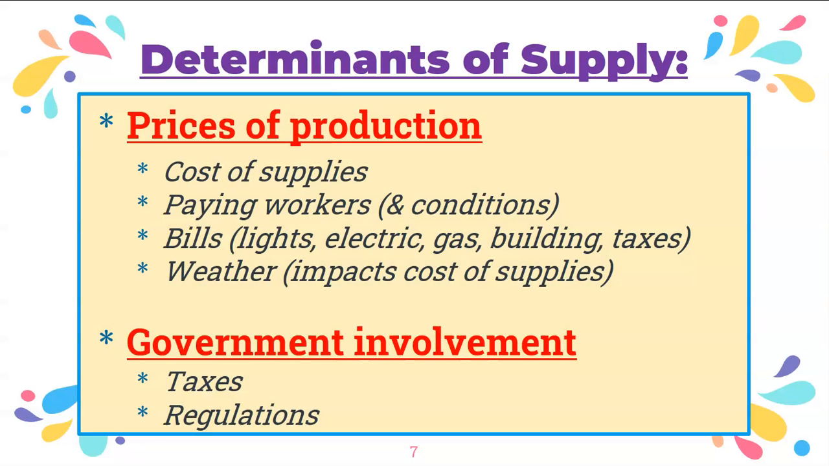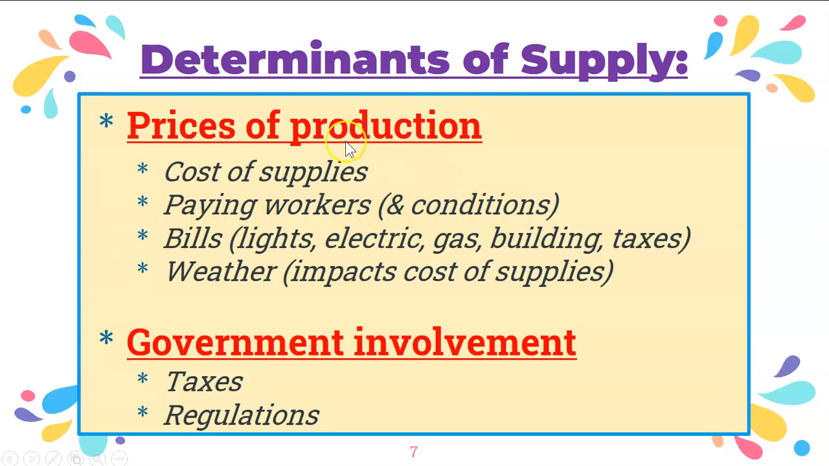All right, process of production. The cost of supplies, again, if those change, that's going to impact the price that it sells for. If you are, again, making shoes, then you're probably going to have to buy things like thread and fabric, and rubber, etc. You have to pay your workers, right? And their conditions matter too.